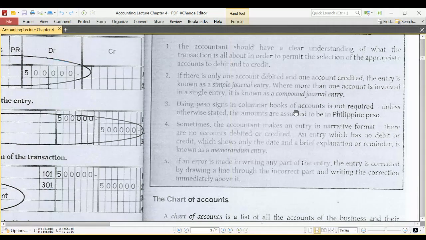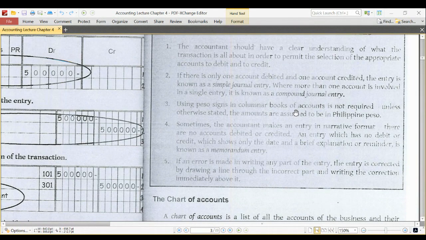Pag nag-order kasi si customer, hindi pa naman yan sale, di ba? Nag-order pa lang siya eh. Kaya magre-record ng sale kapag na-deliver na. So, pwede mong i-narrative. Customer A has ordered ganito to be delivered on ganyan. So, narrative lang. Memorandum entry.